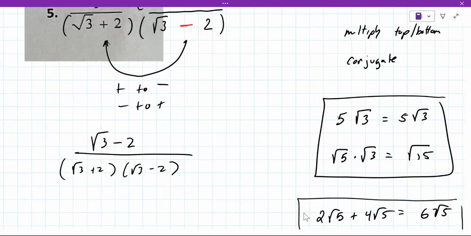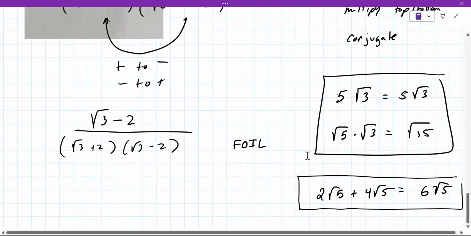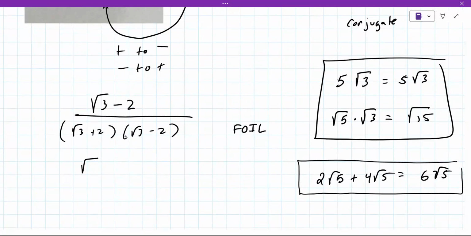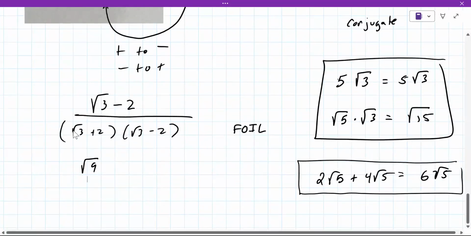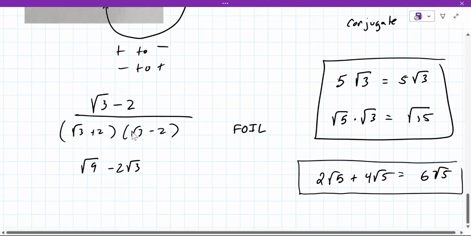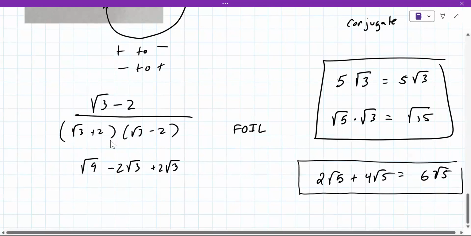All right, so we have to FOIL the bottom. First, outer, inner, last. And that's where this stuff you're asking me in the box matters, because it's the square root of 3 times the square root of 3, which is the square root of 9. Then it's the square root of 3 times -2, minus 2 square root of 3. Positive 2 times square root of 3 plus 2 square root of 3. And those two end up canceling out.